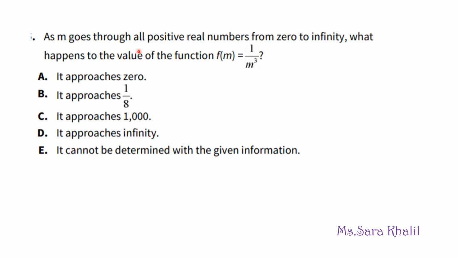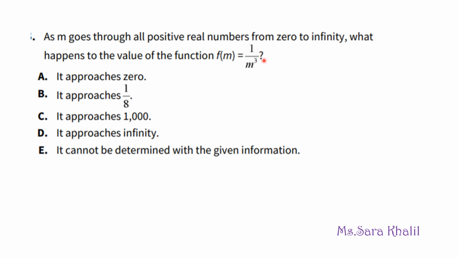As m goes through all positive real numbers, so m is from 0 to infinity, what happens to the value of the function f of m equals 1 over m cubed? Okay, basically, take a look at the answers. I don't think it can be determined. Why? Approaches 1000 doesn't make sense to me.